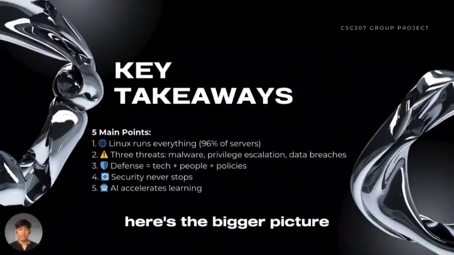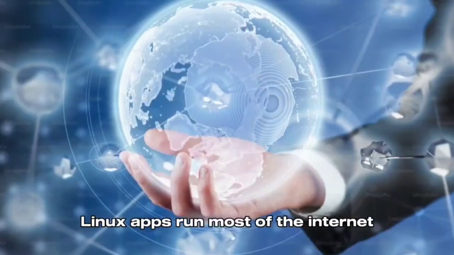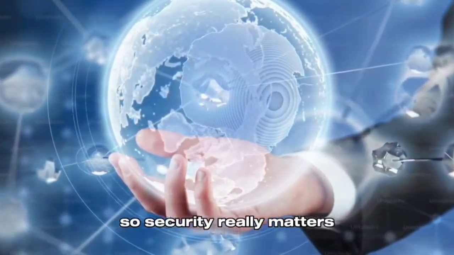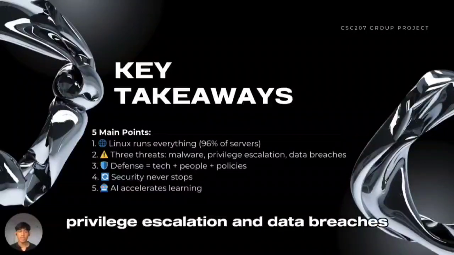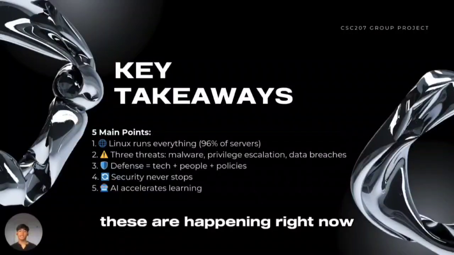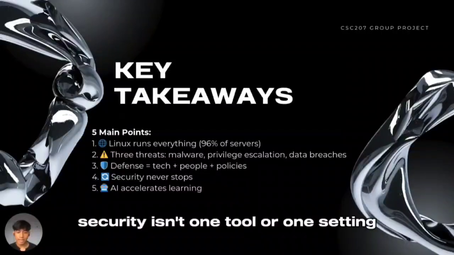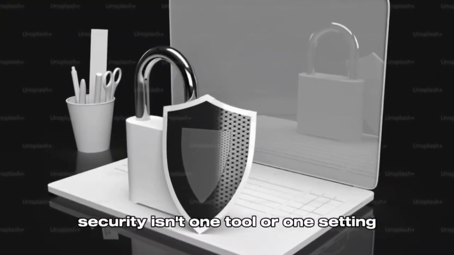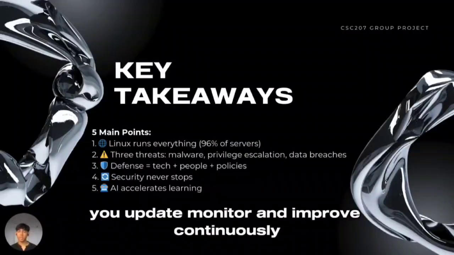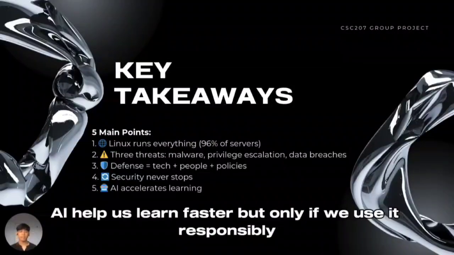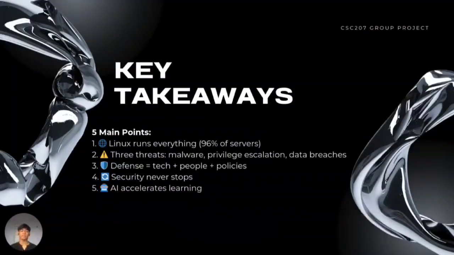Here's the bigger picture. Linux runs most of the internet, so security really matters. The main threats are malware, privilege escalation, and data breaches. These are happening right now. Security isn't one tool or one setting. It's layers: technology, people, and policies. And security never ends. You update, monitor, and improve continuously. AI helps us learn faster, but only if we use it responsibly.